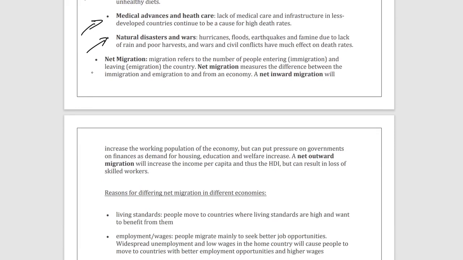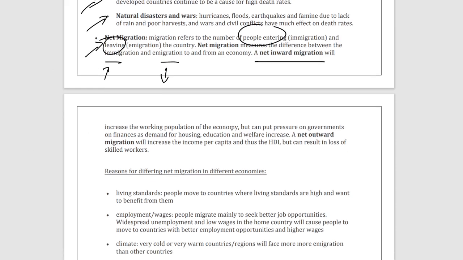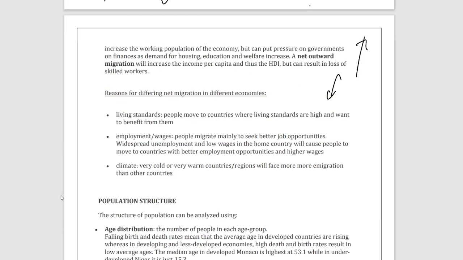Another factor that affects population is called net immigration. Net immigration is the difference between immigration and emigration. Immigration is when you're entering the country, and emigration is when you're leaving the country. So immigration is people entering, emigration is people leaving. Net inward immigration will increase the working population, meaning more people entering your country will increase the labor supply, leaving less employment.